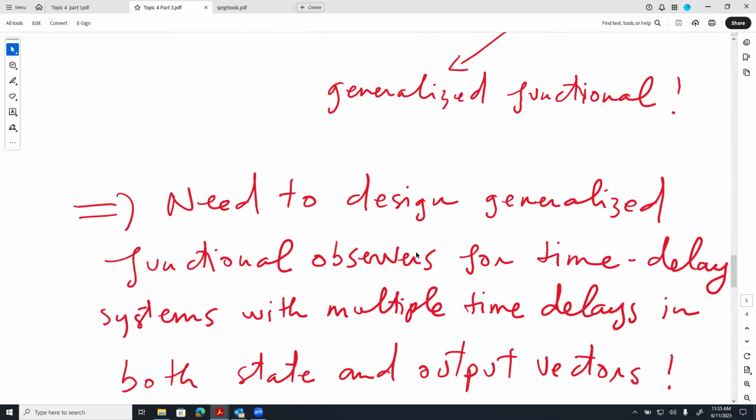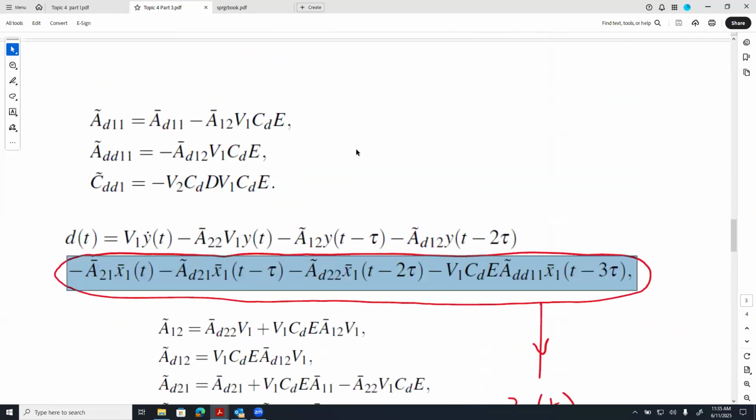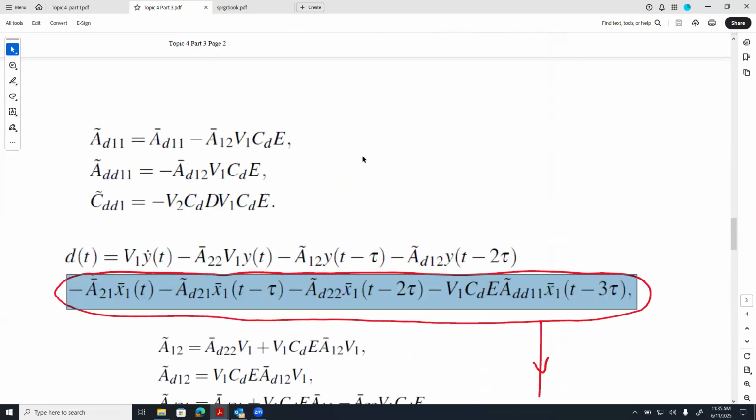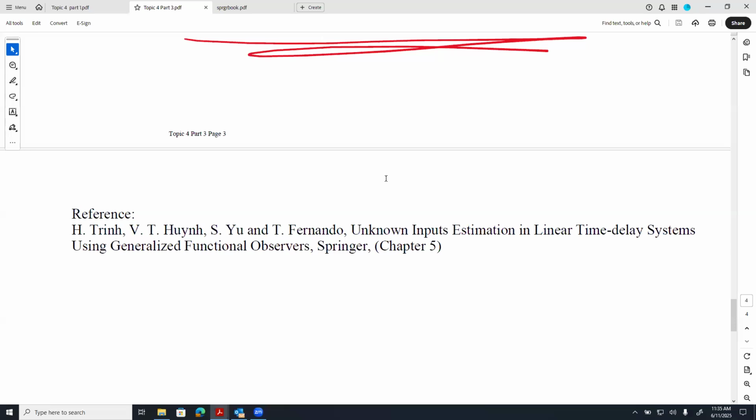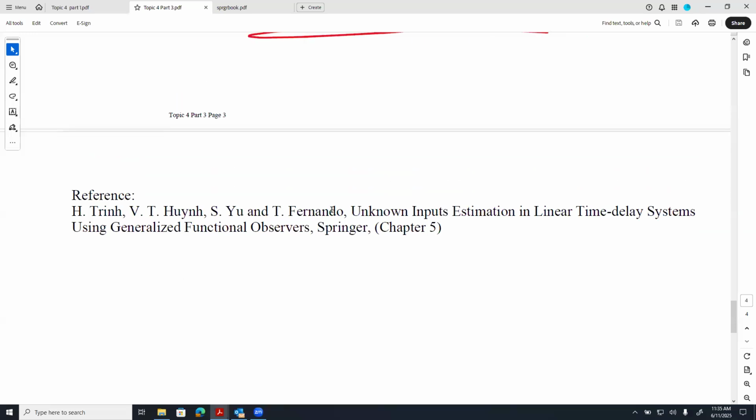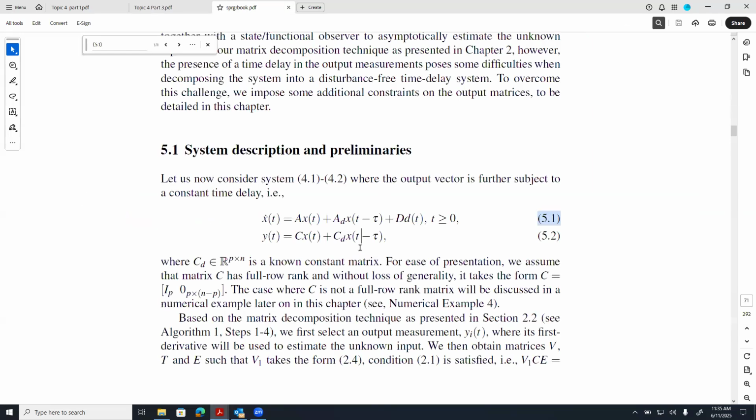And very intriguing, in the next topic, we will show the advantage of designing a generalized functional observer over just a normal functional observer. And we will see the significance of our development there. Okay, so thank you again. And this is basically chapter 5 in the book.